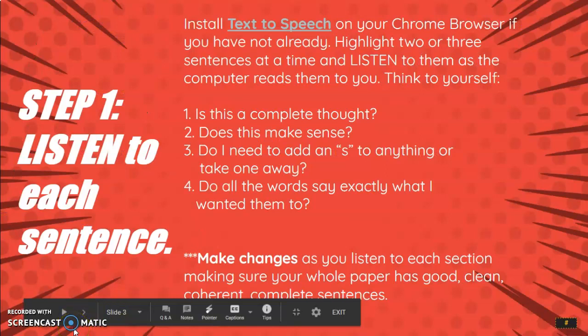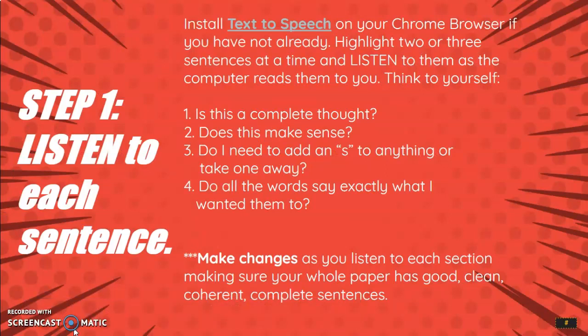The first thing, if you have not installed text-to-speech on your Chrome browser, go ahead and do that. You're going to highlight 2 or 3 sentences at a time and listen to them as the computer reads them to you. Think to yourself as you listen, is this a complete thought? Does this make sense? Do I need to add an S to anything or take one away? Do all the words say exactly what I wanted them to? Make the changes as you listen to each section, making sure your whole paper has good, clean, coherent, complete sentences.